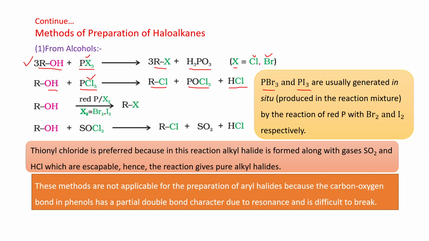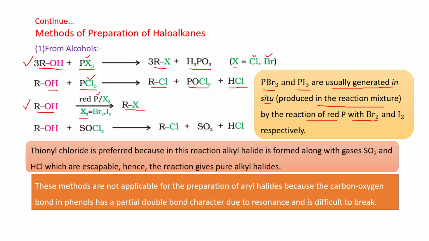PBr3 and PI3 are usually generated in situ. Now, what is the meaning of this in situ? That is, produced in the reaction mixture by the action of red phosphorus with Br2 and I2 respectively. This can be represented like this. Alcohol is converted into RX, where X is Br or I. We are using red phosphorus with Br2 or I2.